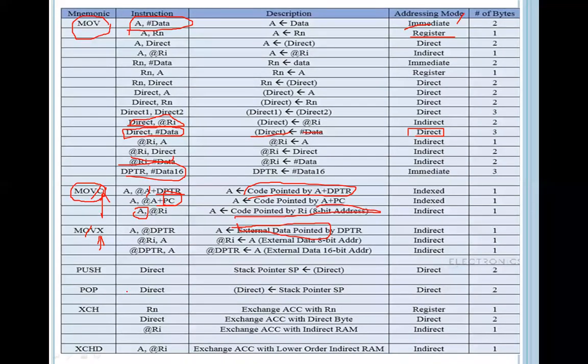Then these push and pop instructions are used for the stack pointer. We'll discuss these four instructions in the next lecture. So these are the instructions related to your first category, data transfer.